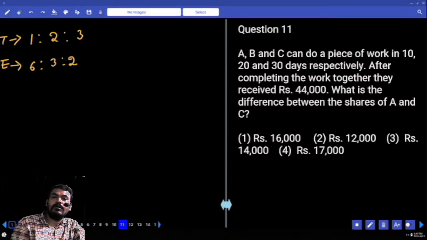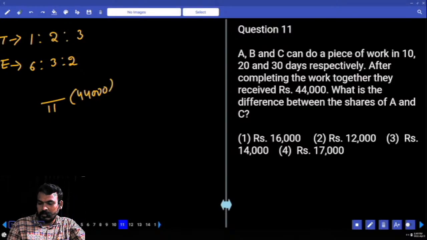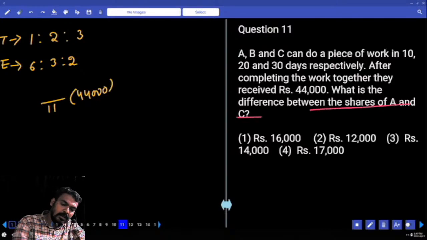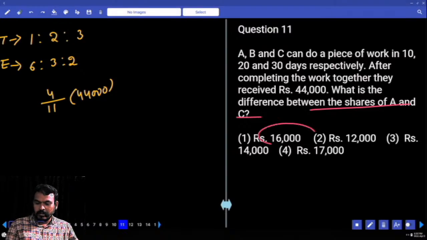6:3:2 or not? Total efficiency how many parts? 11 parts or not? What is the 11 parts value? 44,000. Which share do we need? The difference between A and C. The A and C difference is 4 parts or not? What is the answer? 16,000.